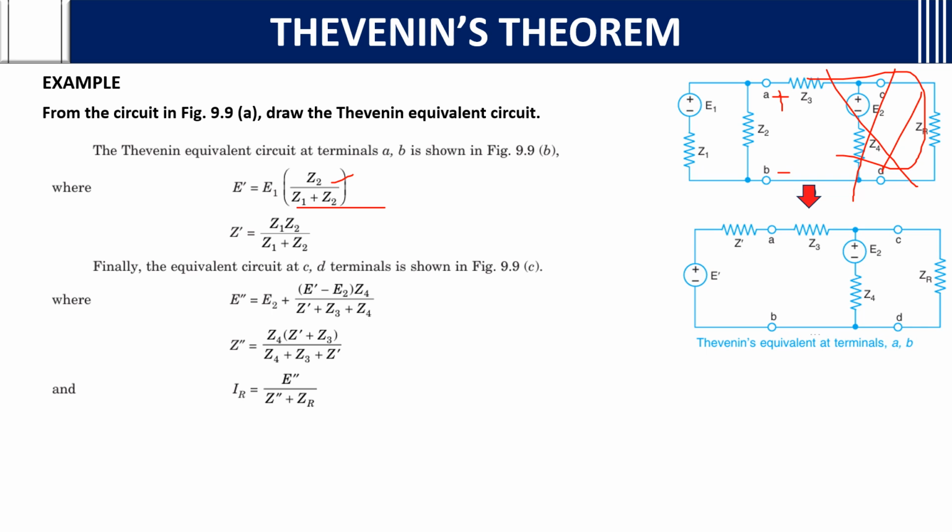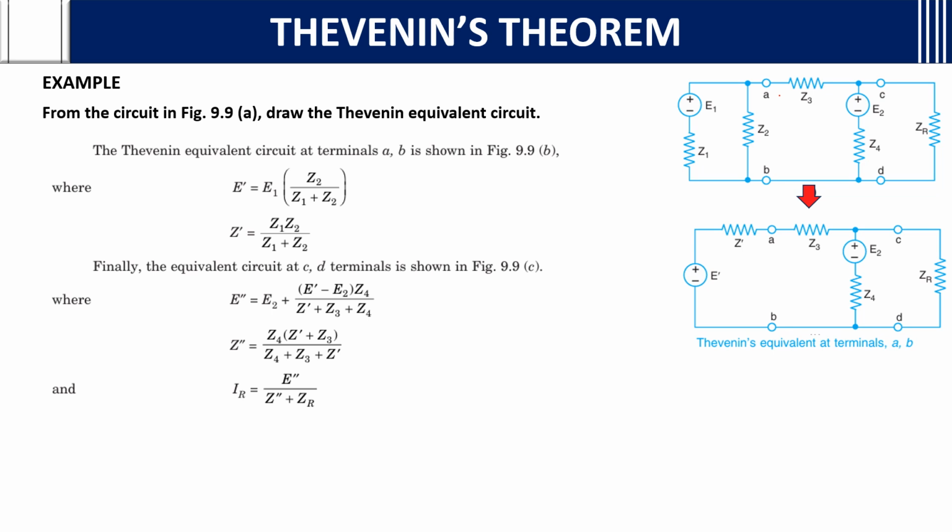So Z dash. For Z dash, you open circuit this and look into the AB terminals, and you will find Z dash. If you see, Z1 and Z2 are in parallel, so Z1 Z2 by Z1 plus Z2 is the formula. Now you have got E dash and Z dash.